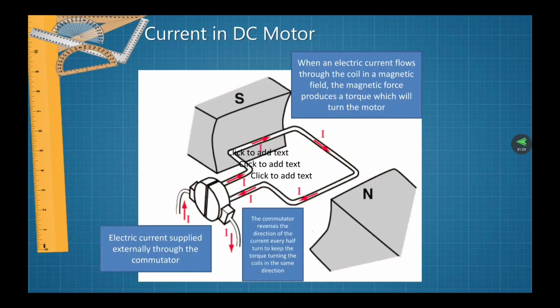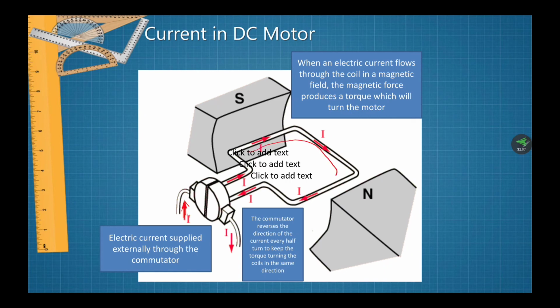First, this is the current of the DC motor. We can see from the picture, this is the electric current supplied externally through the commutator. And then the commutator reverses the direction of the current every half turn to keep the torque turning the coils in the same direction.